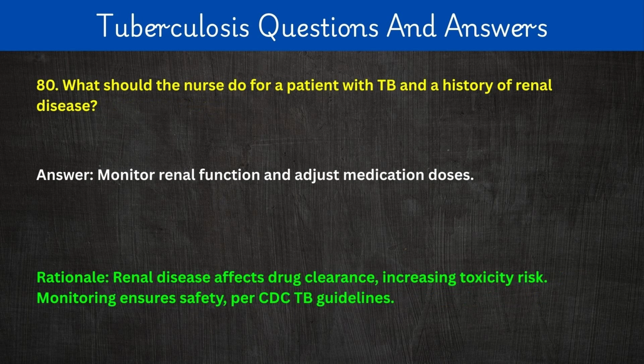80. What should the nurse do for a patient with TB and a history of renal disease? Answer: monitor renal function and adjust medication doses. Rationale: renal disease affects drug clearance, increasing toxicity risk. Monitoring ensures safety, per CDC TB guidelines.